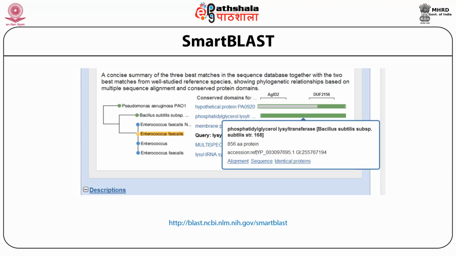A search with phosphatidylglycerol lysyltransferase from Enterococcus faecalis shows 3 best matches from Enterococcus faecalis and 2 best protein matches from well-studied reference species, that is Bacillus subtilis and Pseudomonas aeruginosa. To see annotation in the graphical output, just move the mouse over the bar to see the annotation.